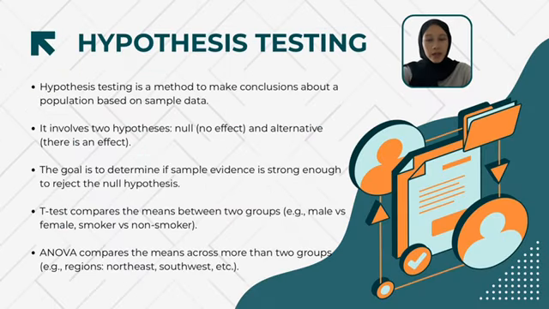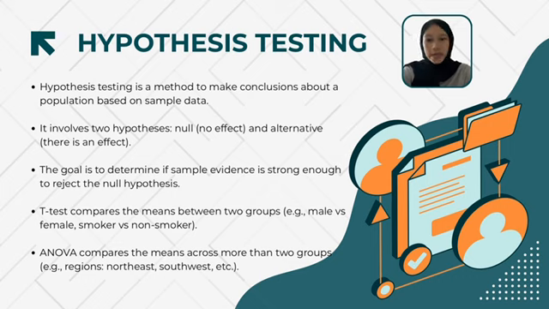Next, I'll be talking about hypothesis testing and two important statistical tests, the t-test and ANOVA. First, hypothesis testing is a statistical method that helps us make conclusions about a larger population by analyzing a smaller sample. Instead of guessing, it allows us to use data to support our decisions.